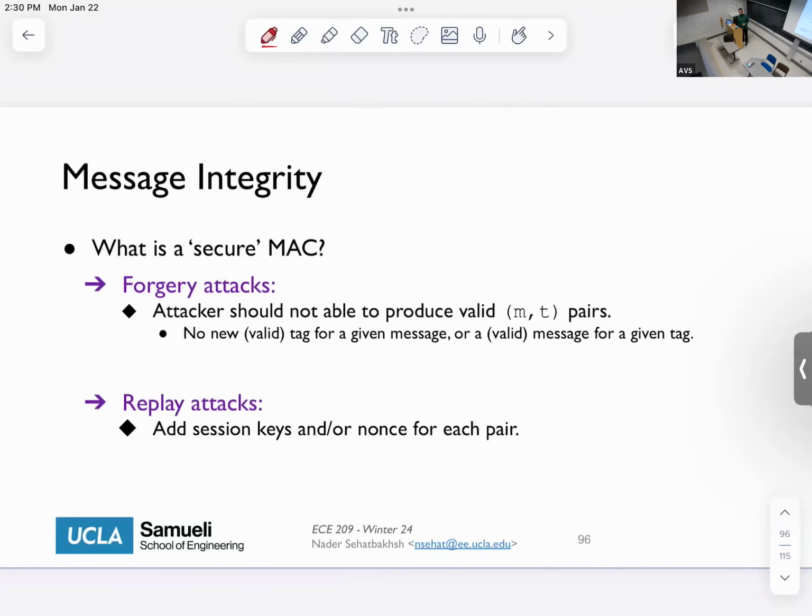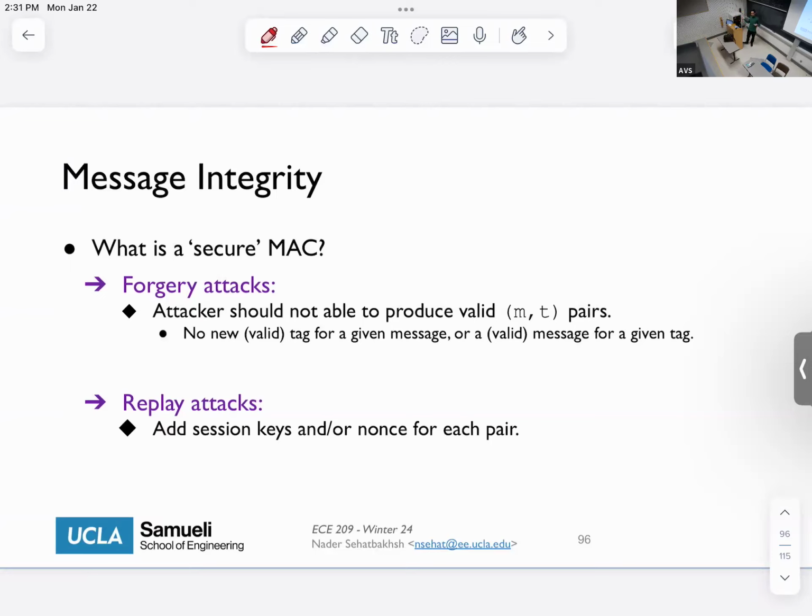The second thing is that we should be able to protect against replay attacks, which means that if the adversary somehow has a database of previous tags and previous messages, those tags and messages shouldn't be replayed. So the message can repeat, but each time we do message integrity, the new tag should be different from the previous one. And this is very similar to the way that we did it for encryption.